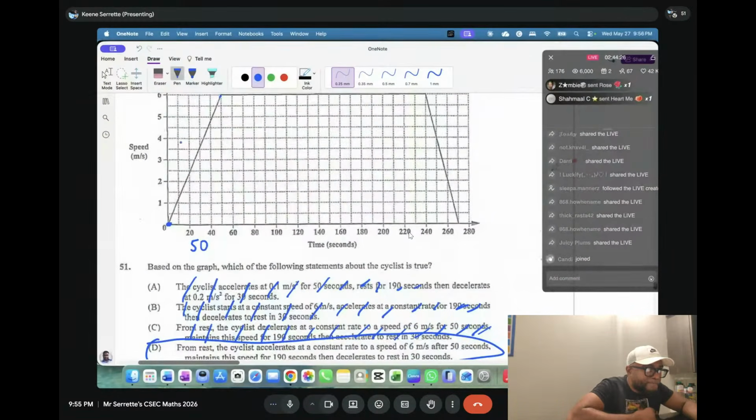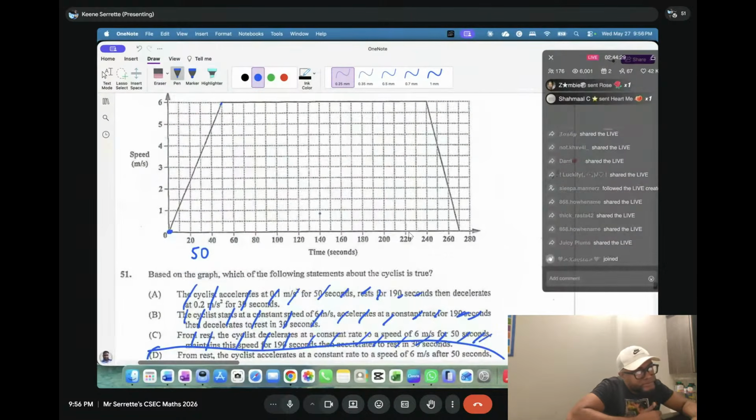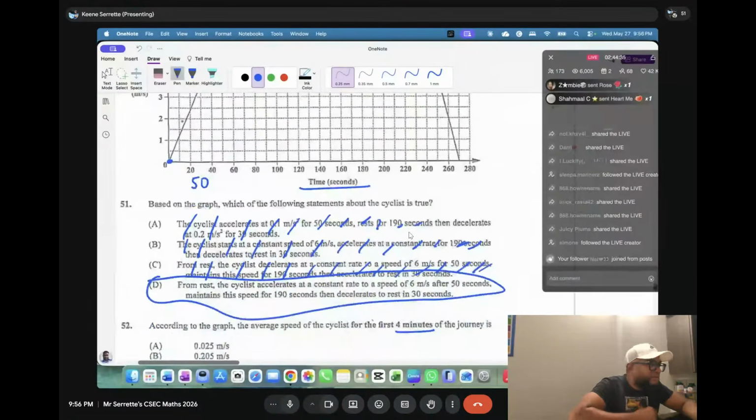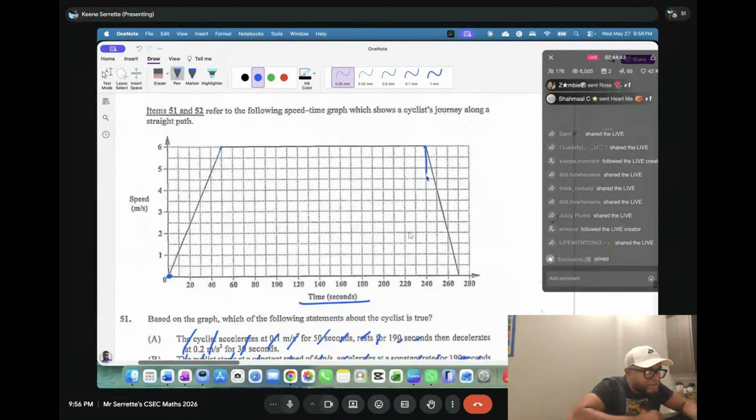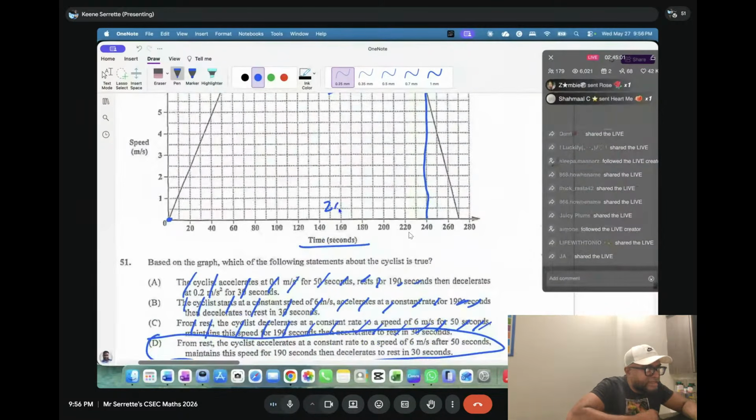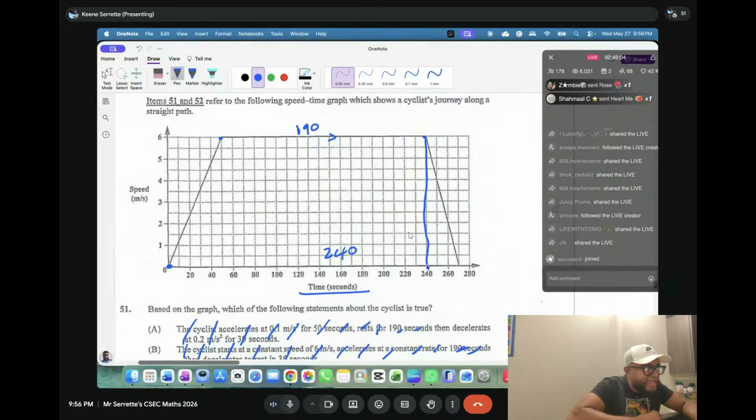So we stop in here. 4 minutes is how many seconds? 240. So we really have to work out the area of this. From here to here will be 190, and from here to here will be 240. Then what's the height from here to here as well?